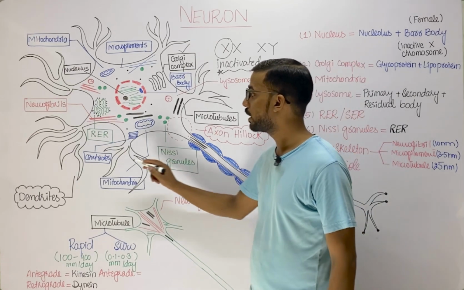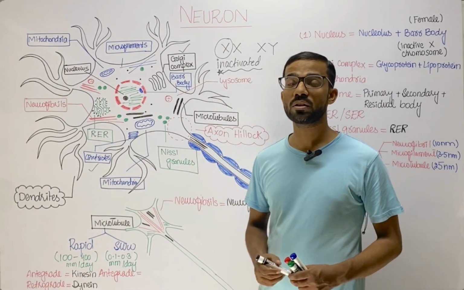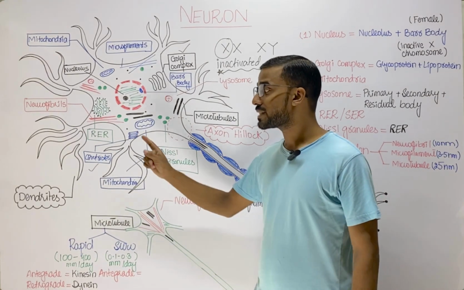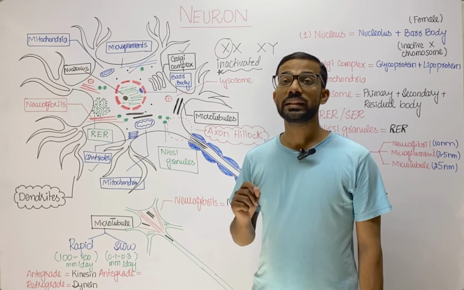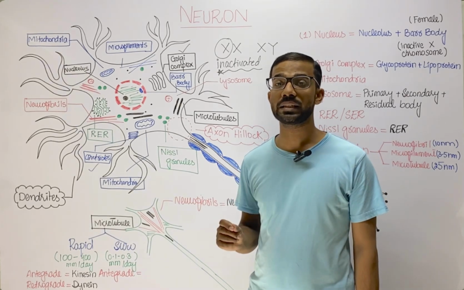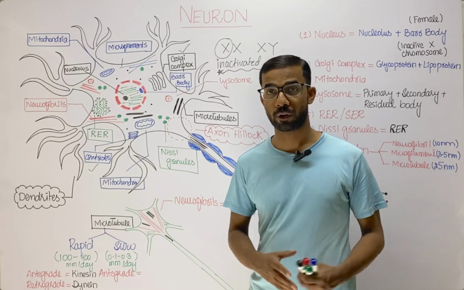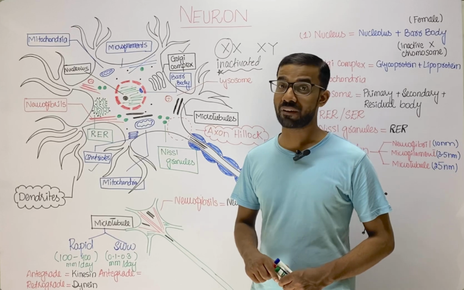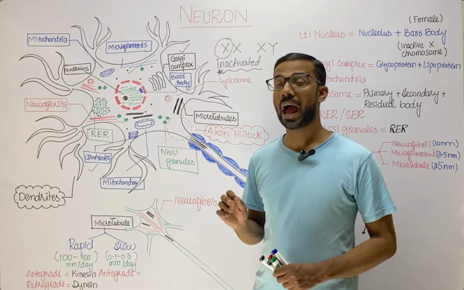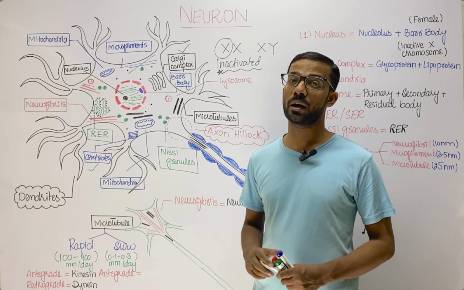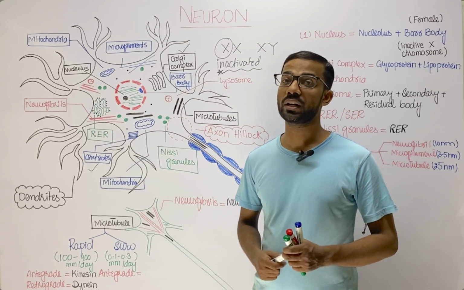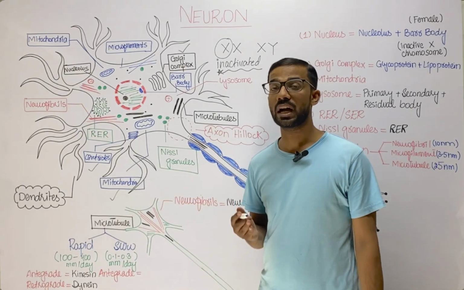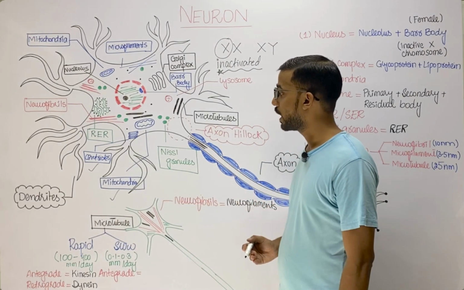Next are the centrioles. Centrioles are tube-like structures present in the cell body. Centrioles have two functions. In the non-dividing state, they help in the formation of microtubules, that is a component of our cytoskeleton. And in the dividing state, centrioles make spindle fibers. So spindle fibers form in immature neurons, because mature neurons do not divide.